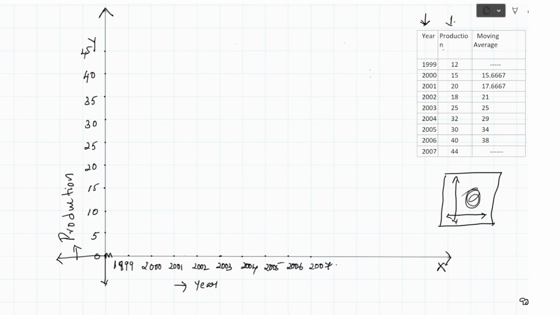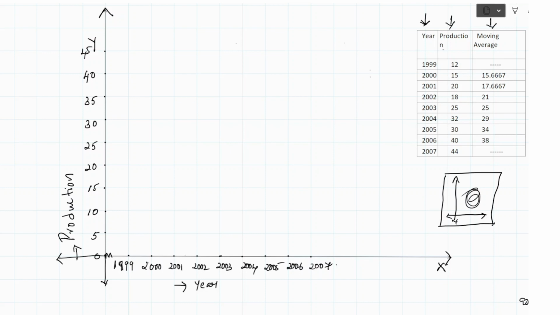First column, second column, which I explained. First we record, second we record, and the last column, that is your moving average. Okay. Now, first we are going to mark your years and production. That is from 1999 to 2007. I have already marked. And production, that is starting from 12 and ending at 44.